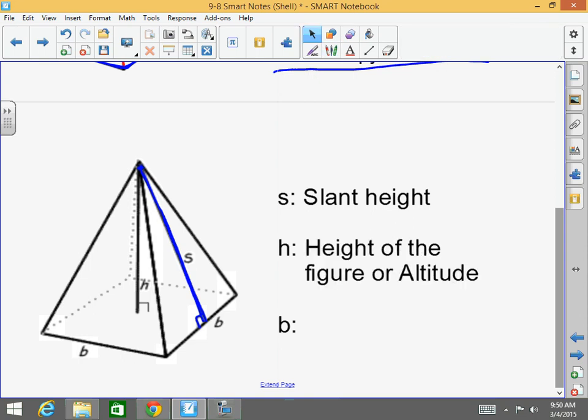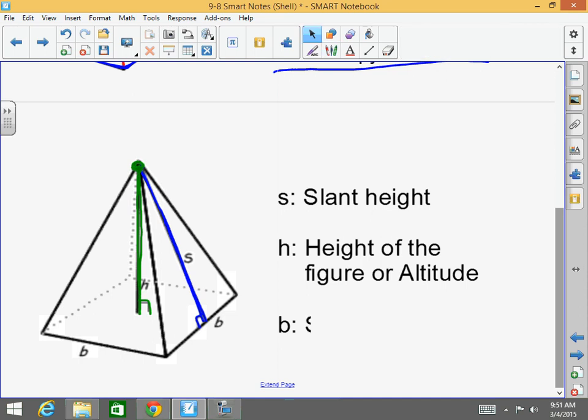H. The H here is the actual height or altitude of the figure. It's going through the center of the figure, through that empty space. It's going from the apex all the way to the base. And it is the actual height of the figure itself.